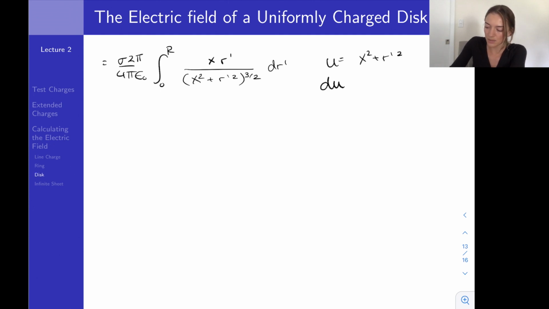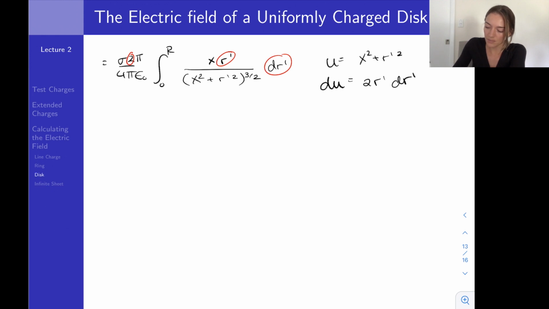That means du is, x is just a constant in this case, right? Because we're integrating with respect to r, and now we're differentiating with respect to r. X is just a constant. So du is just 2r prime dr. So now if I see a 2r prime dr, I want to replace that with du. And I do see a 2r prime dr, right? I have a 2 over here, I have an r prime, and I have a dr prime. Oops, I should have dr prime there.